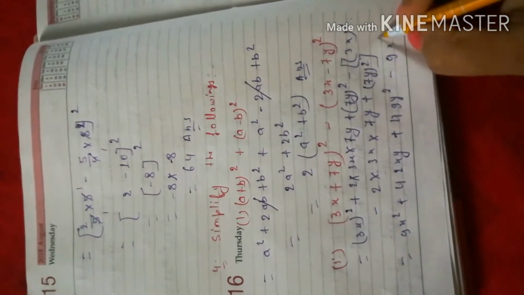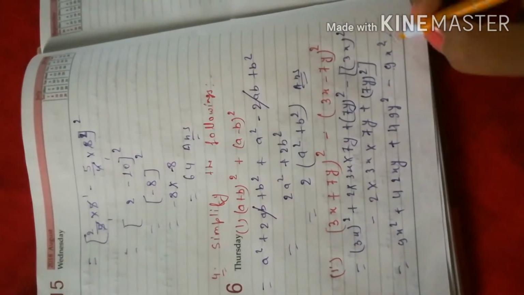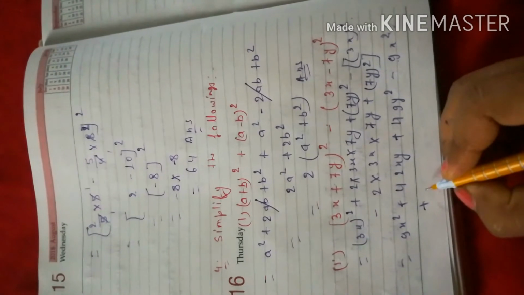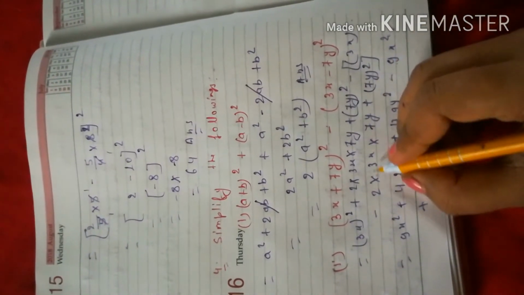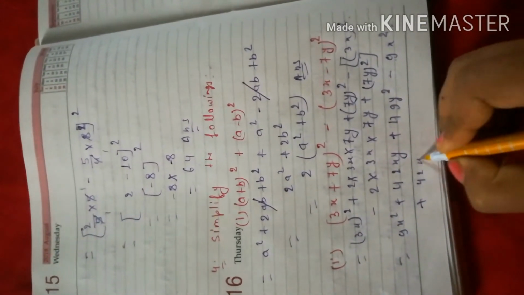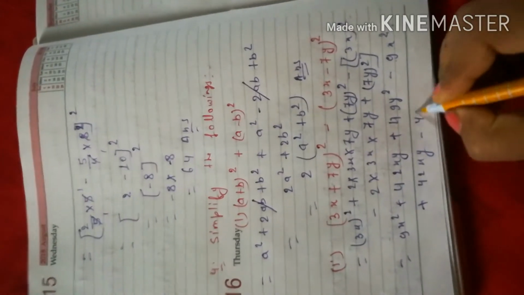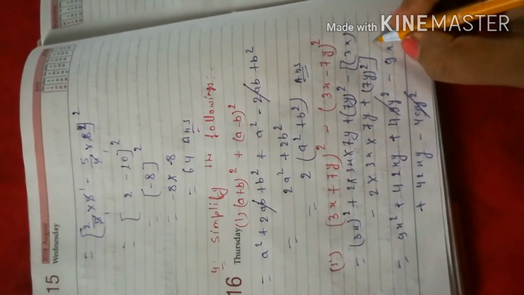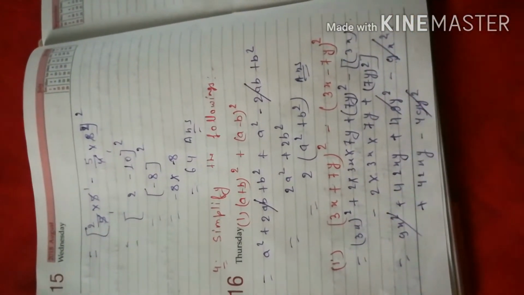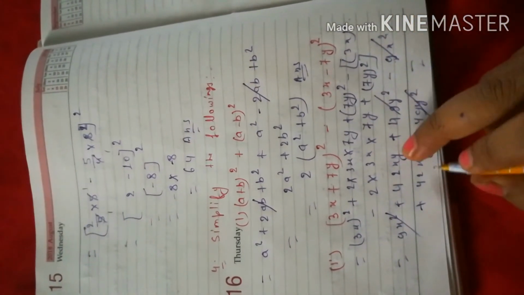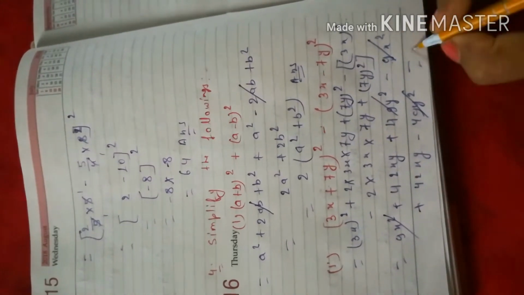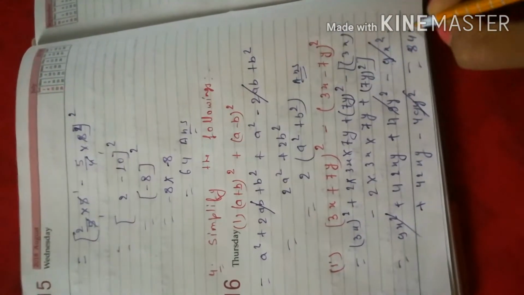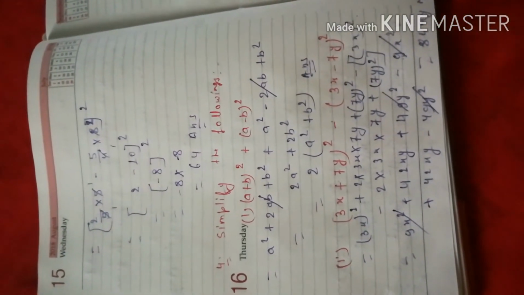minus 3 3s are 9x square. Here we can see minus minus plus 7 3s are 21, 21 2s are 42xy minus 49y square. Minus 49 plus 49 will be cancelled. Minus plus. Now here we can see 42 plus 42, 84xy. In this way we have completed our question number 2 also.